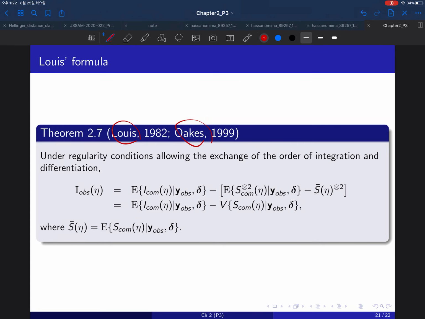So the idea is, this is the formula. So two different formulas, but the same thing. So basically, it's the conditional expectation of the complete sample information function minus the conditional variance of the complete score function. Okay.